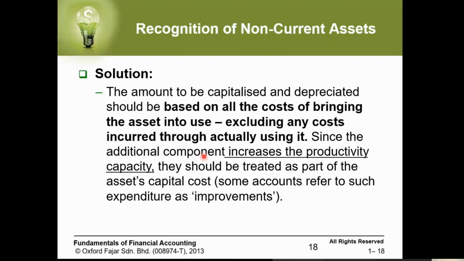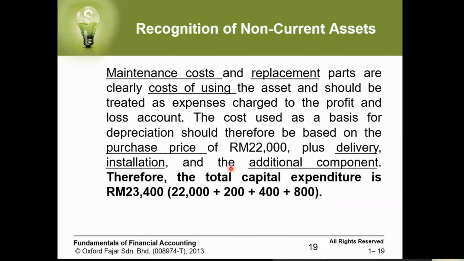Since the additional component increases the productive capacity, it should be treated as part of the asset's capital cost. Some accounts refer to such expenditure as improvements. So maintenance costs and replacement parts are clearly costs of using the asset, not the historical cost of the asset. So they should be treated as expenses charged to the profit of that financial period.